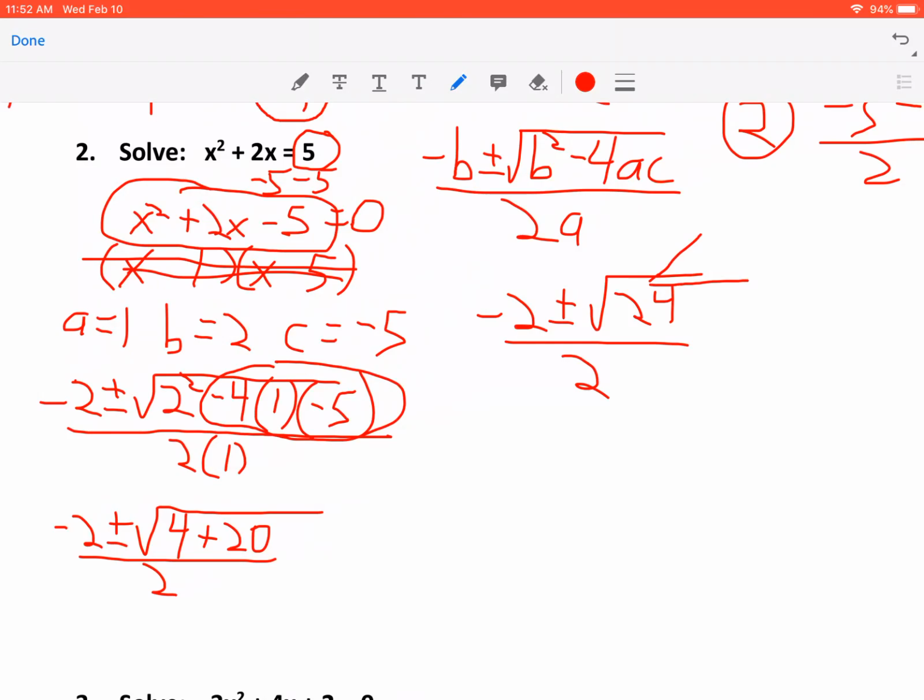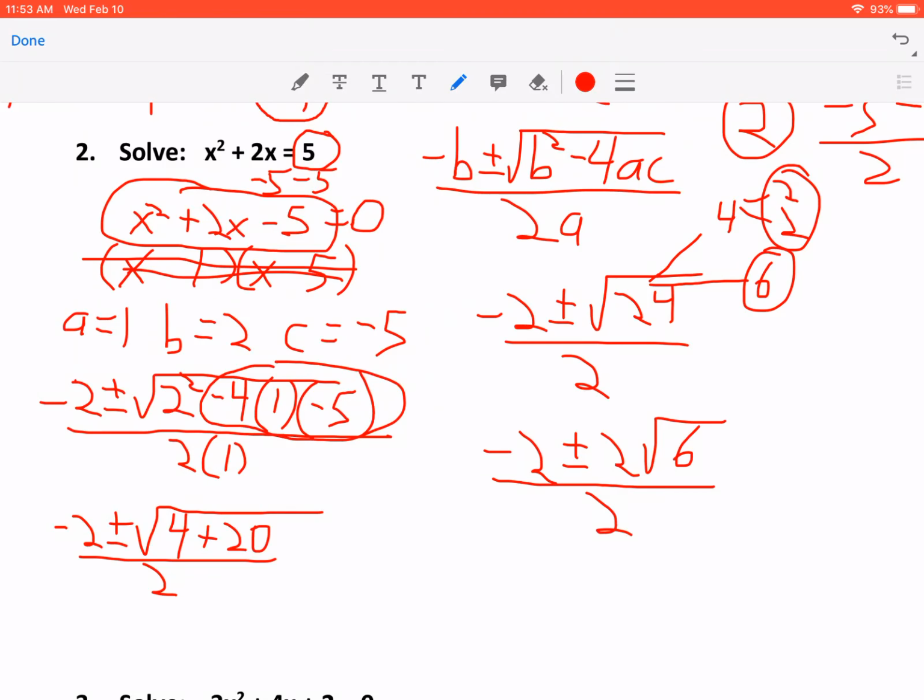What do we like in 24? I like 4 and 6 because I know with 4 I can get a pair of 2's. You can try and break 6 down if you want to, but you're not going to get any more pairs. You'll get a single 2 and a single 3, so 6 goes back in the house. So it's negative 2 plus or minus 2 on the outside, square root of 6 on the inside, divided by 2. You can simplify that.